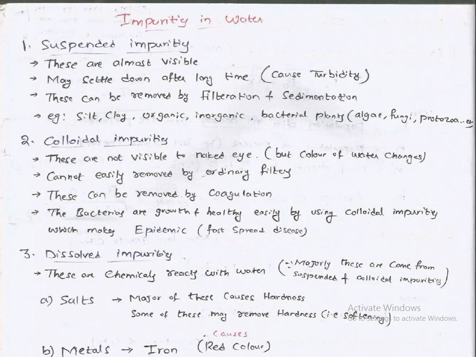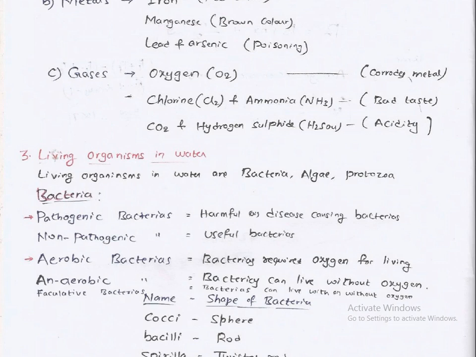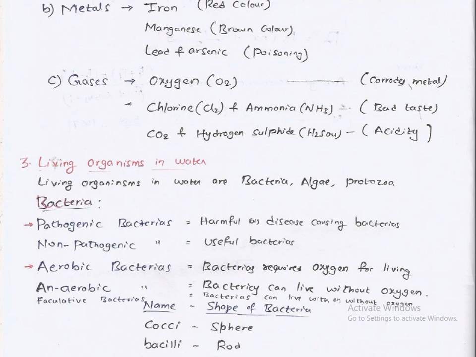Now second is metals. Iron gives a red color. Manganese provides a brown color. Lead and arsenic are poisoning. Gaseous: oxygen corrodes metal. Chlorine, Cl2, plus ammonia, NH3, gives a bad taste. Carbon dioxide and hydrogen sulfide, H2S, cause acidity.